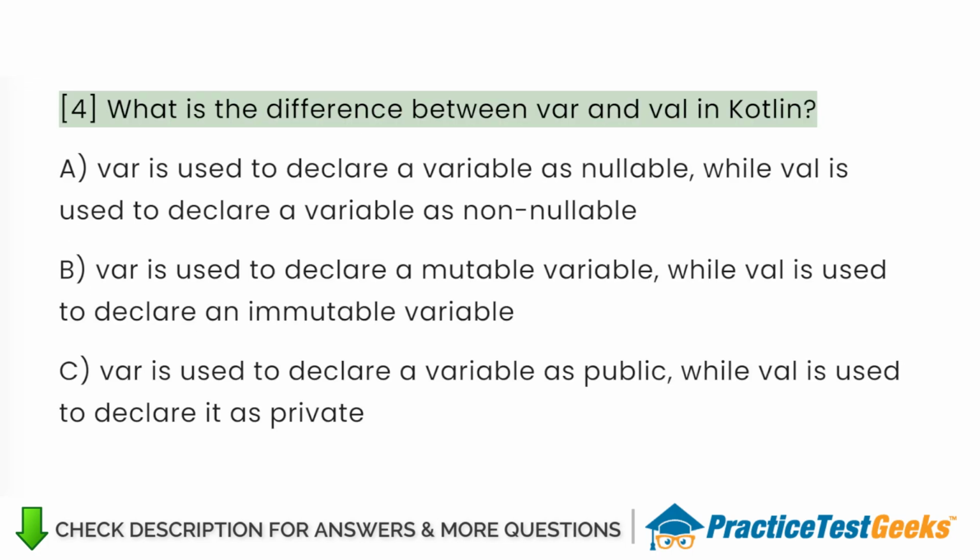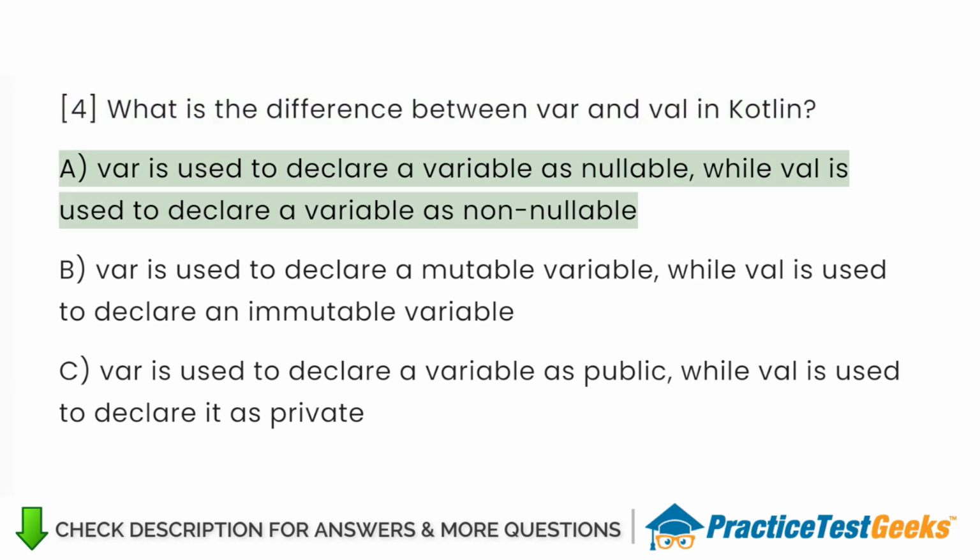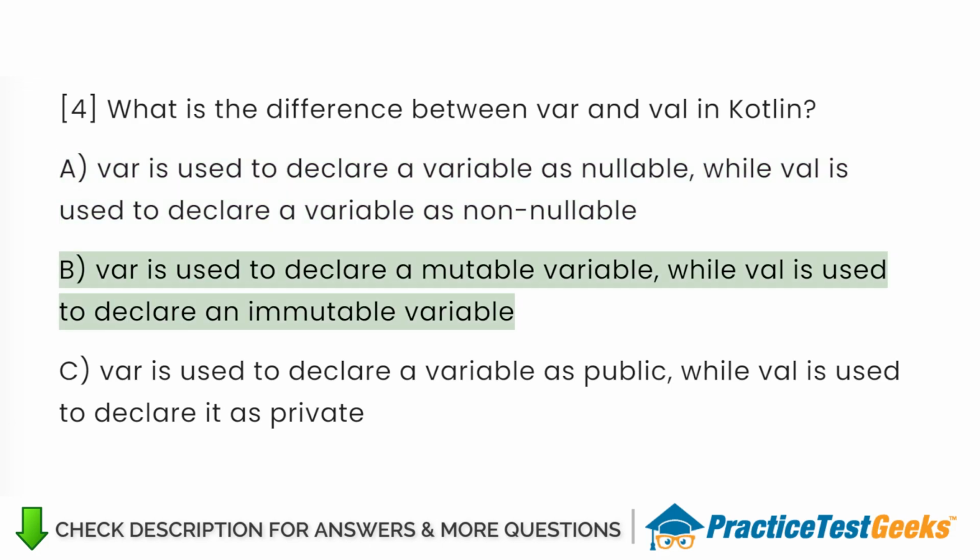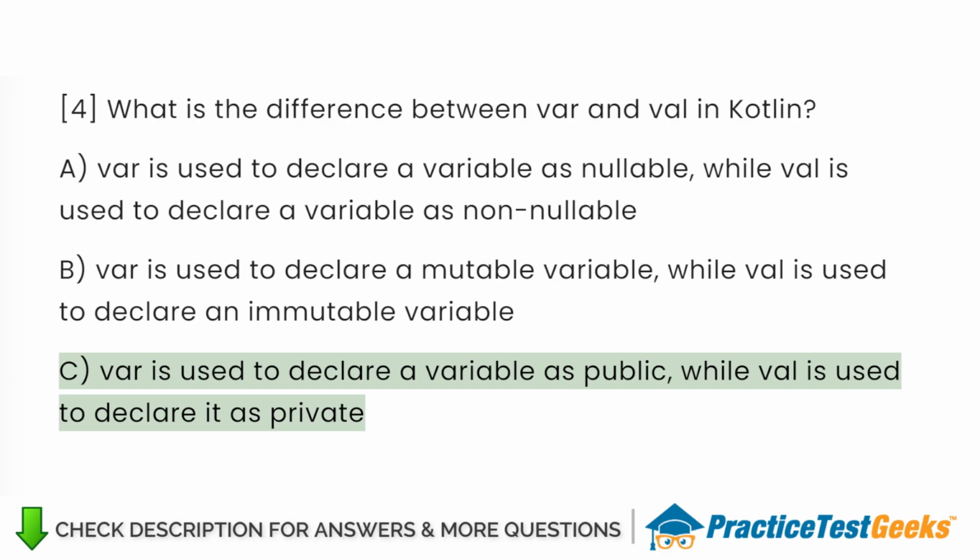What is the difference between var and val in Kotlin? A. Var is used to declare a variable as nullable, while val is used to declare a variable as non-nullable. B. Var is used to declare a mutable variable, while val is used to declare an immutable variable. C. Var is used to declare a variable as public, while val is used to declare it as private.